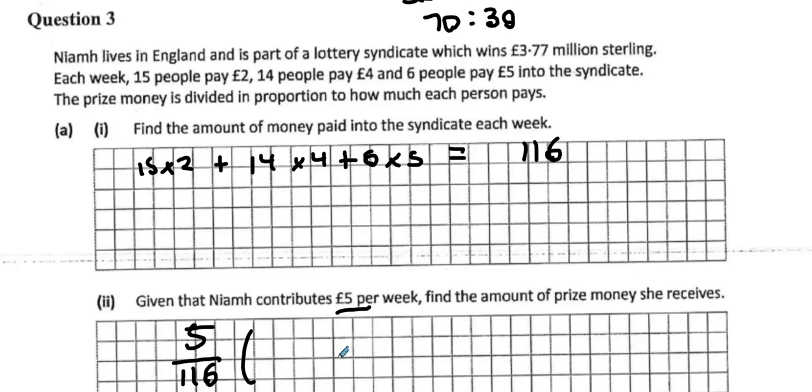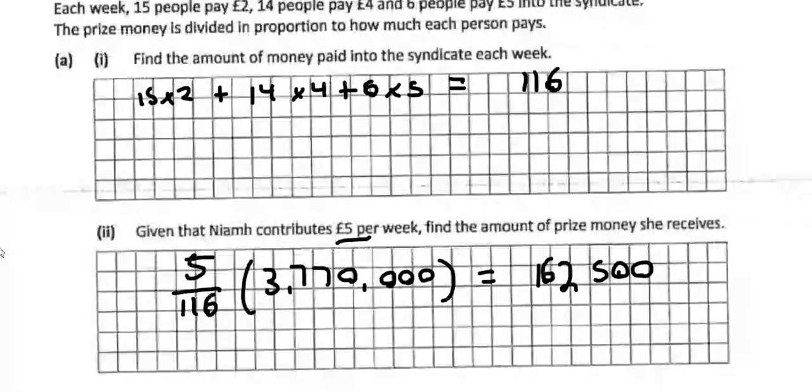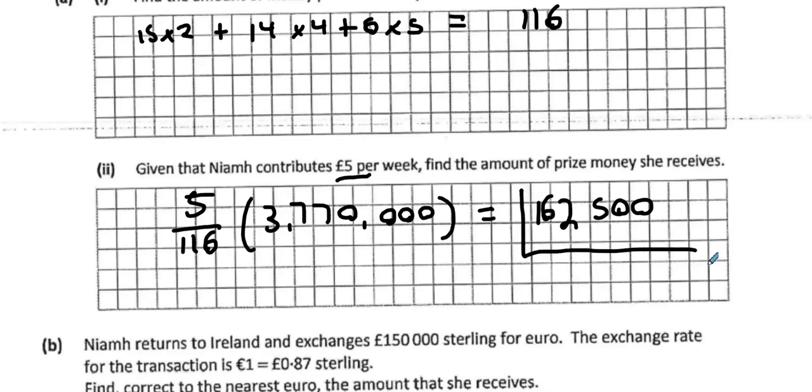So how much did they win again? Yeah. We all good? Okay. And what do we get then, lads? 162,500. We all good?